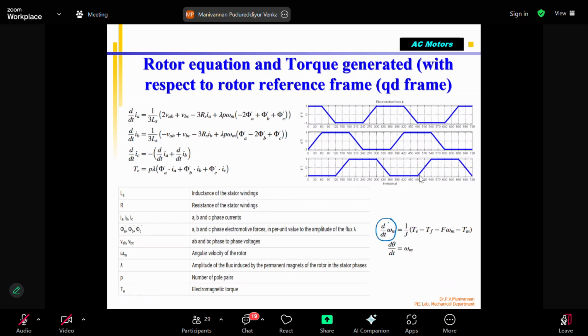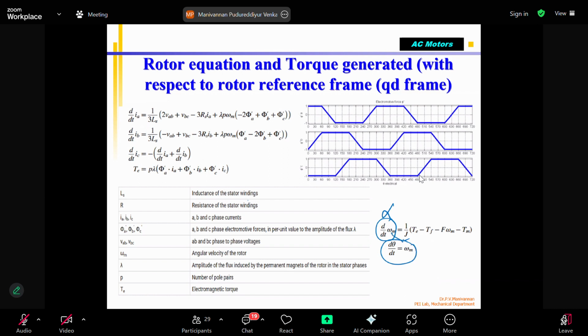So the acceleration is 1 divided by J. J is called the rotor inertia. Rotor has a mass, it has an inertia. 1 divided by inertia of the rotor multiplied by Te minus Tf minus T, this one is the acceleration of the motor. Okay, whereby d by dt of omega can be written as omega m.